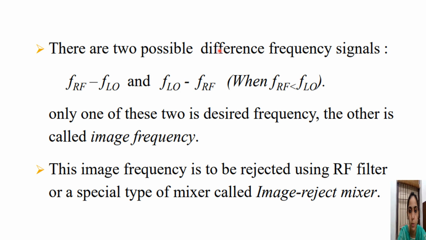Now there are two possible different frequency signals, that is f_RF minus f_LO and f_LO minus f_RF. Okay, so this is the case when f_RF is lesser than f_LO. So only one is our desired frequency and the other is the image frequency. So this image frequency has to be rejected by using an RF filter, or we have to employ a special type of mixer, that is an image reject mixer.